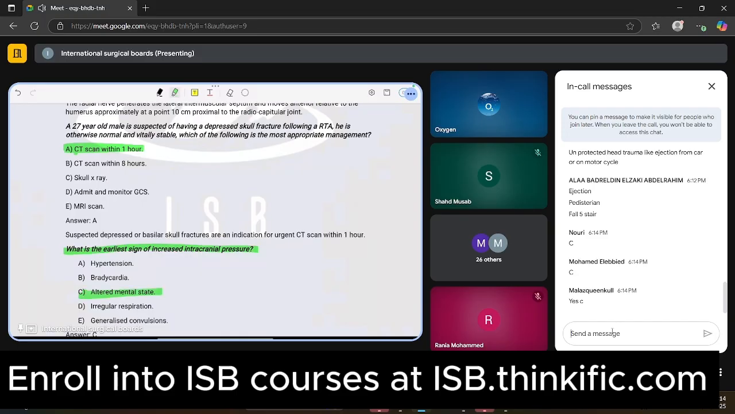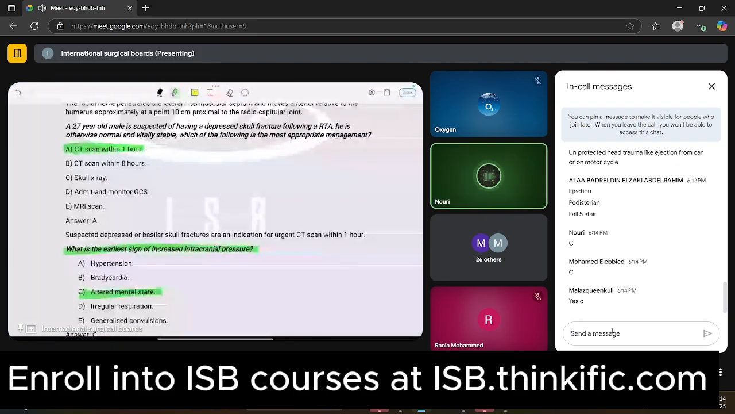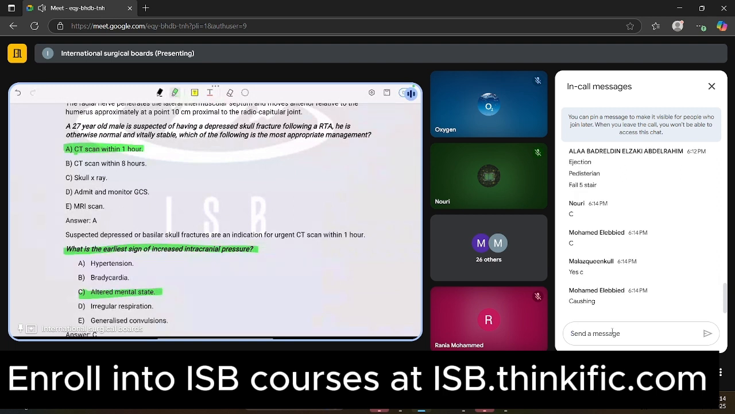Altered mental state, definitely, because remember that all of the components of Cushing's triad are late manifestations. Hypertension is a late manifestation. Bradycardia is a late manifestation. The problem with this is that all of them mean imminent brain herniation, so they are not definitely early, right? Altered mental state definitely is an early sign.